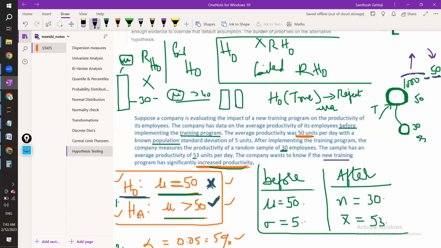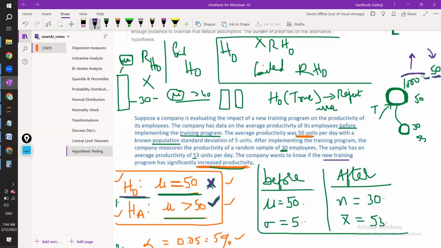then what does it mean, guys? Because you are saying after the training program it is greater than 50, but he has considered it is actually 50. So in that case, what has happened? The null you have considered is actually true, right? But you have rejected that and accepted the alternate. That comes under type 1, right? Type 1, right?